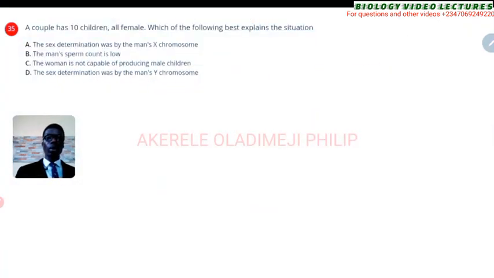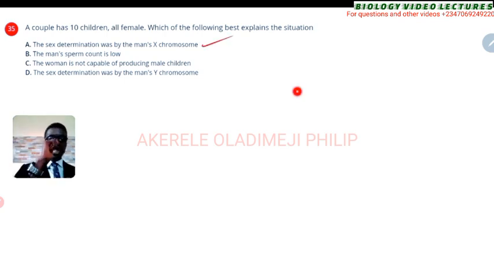A couple has 10 children, all female. Which of the following best explains the situation? The sex determination was by the man's X chromosome. Yes. But let me see other options. The man's sperm count is low. It doesn't have to be sperm count. The woman is not capable of producing a male child. It's not the woman's fault. The sex determination was by the man's Y chromosome. If it was the Y chromosome donating, it's meant to have a male. So the answer is A. It's the man's X chromosome that determines it.